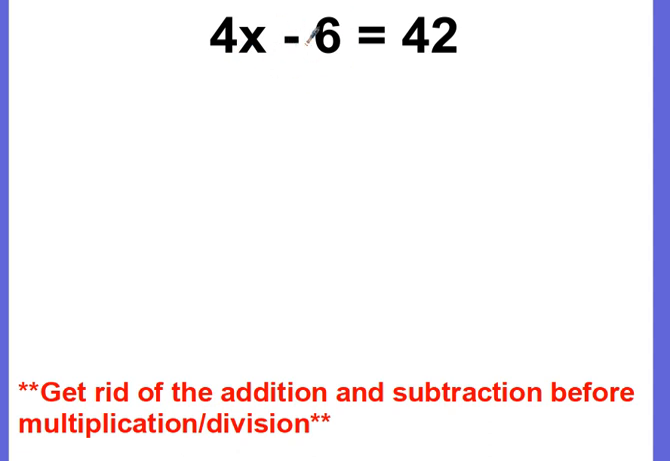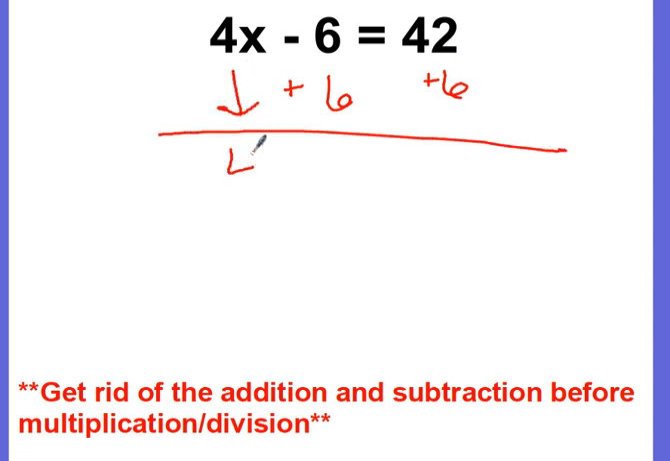So I need to get rid of the minus 6. Because that's what we want to get rid of, our addition and subtraction first. Then we worry about the multiplication. So always look to see, okay, what do I have here? What's going on? What can I get rid of? So to get rid of minus 6, we're going to do the exact same thing we did before. We're going to add 6 to both sides. Notice how I'm staying super organized. I'm bringing down my 4x. I'm bringing down that equal sign. 42 plus 6 is 48.